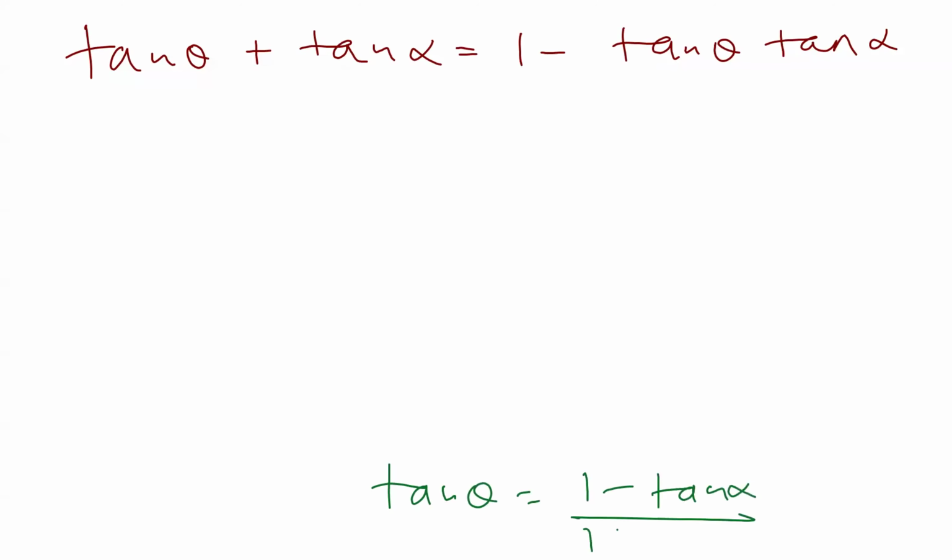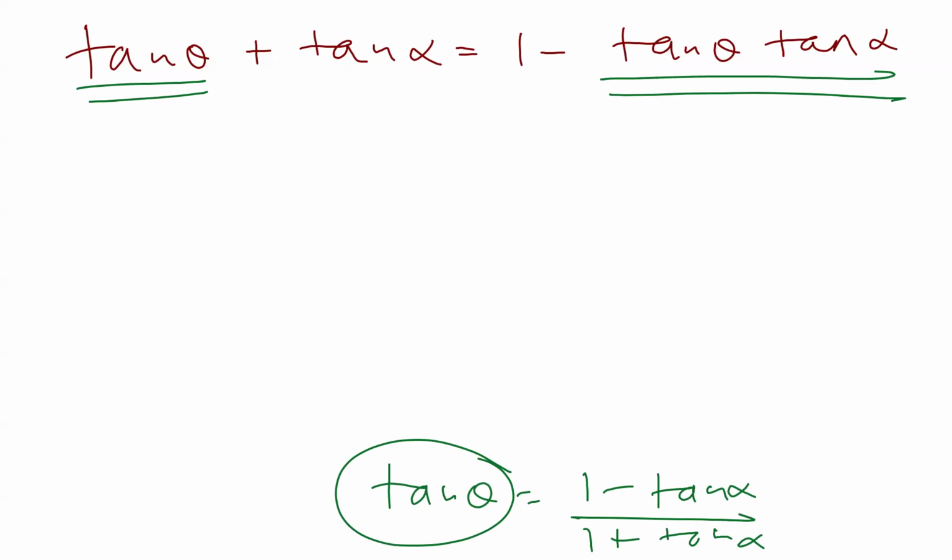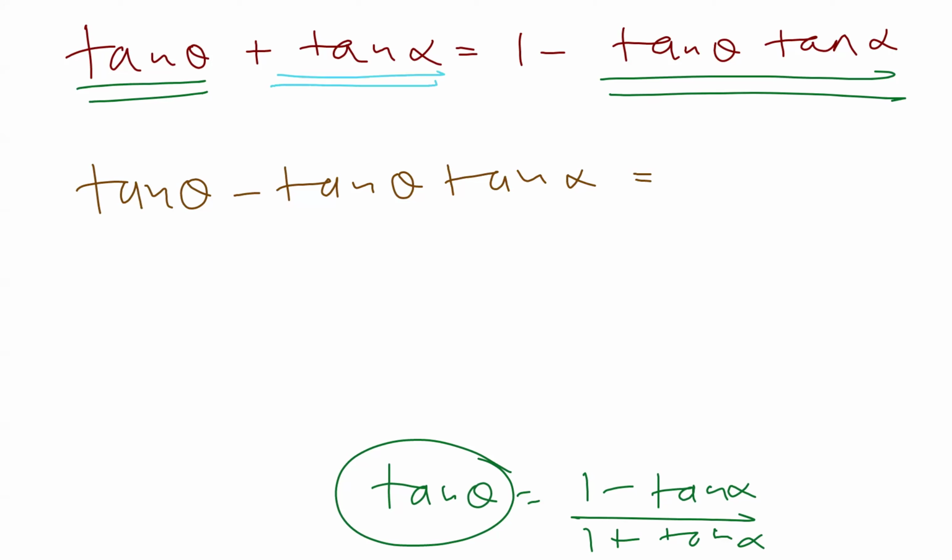So, we need to have tan theta as a separate term on the left hand side. So, I'm underlining all tan theta terms. These terms which I have underlined, I'll keep on the left hand side. So, tan theta minus tan theta tan alpha. And the terms which don't have tan theta, I'll group them and keep on the right hand side. So 1 minus tan alpha. So on the left hand side take tan theta common, 1 minus tan alpha.